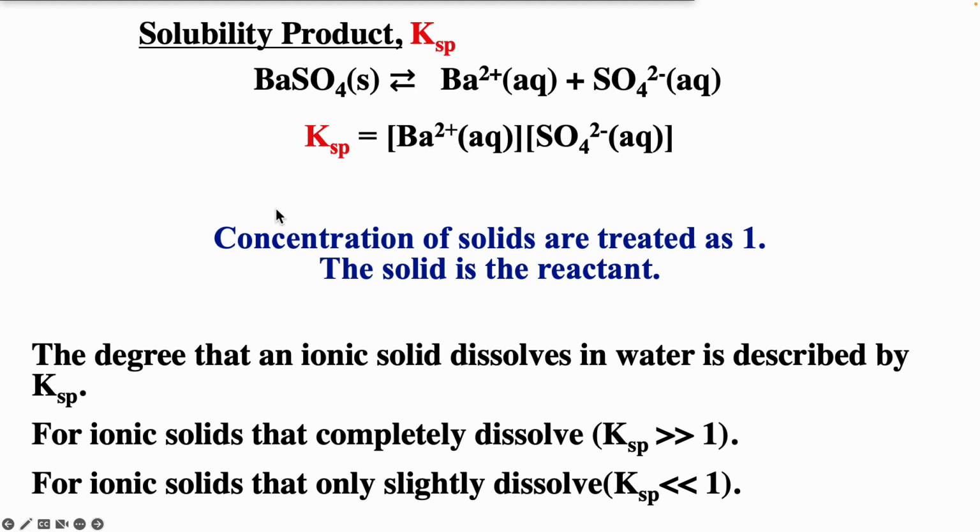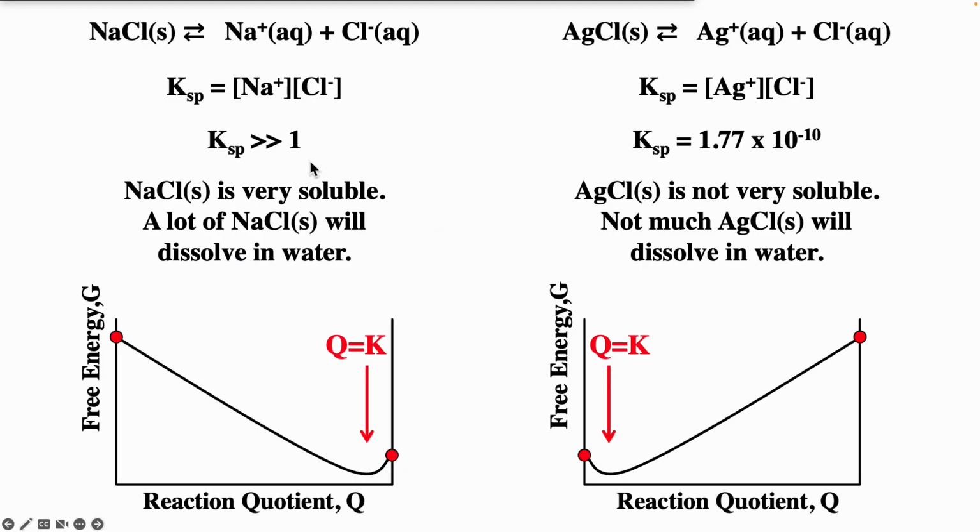The degree to which an ionic solid dissolves in water is described by the Ksp. It is the equilibrium constant. For ionic solids that completely dissolve, Ksp is very, very large. If you think about table salt, sodium chloride, you can dissolve a lot of sodium chloride in water, so it has a very large Ksp. There are also ionic solids that only slightly dissolve, and they would have a very small Ksp. Again, sodium chloride, a lot of it dissolves, so its Ksp is much greater than 1.